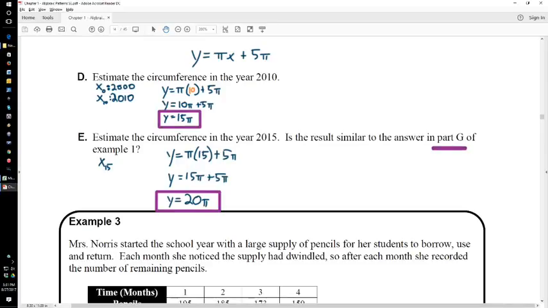of example 1. Right. So that means our estimate is probably pretty good, even though we used averages and things along those lines. Alright, well there we go.